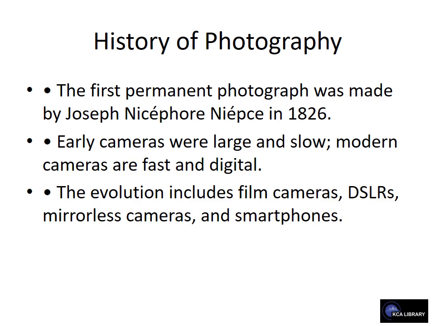The history of photography. The first permanent photograph was made by Joseph Nicephore Niepce in 1826, and the early cameras were large and slow, while the modern cameras that we have now are fast and digital. The evolution includes film cameras, then DSLRs, mirrorless cameras, and smartphones. Our phones are doing an amazing job that professional cameras could even do now.